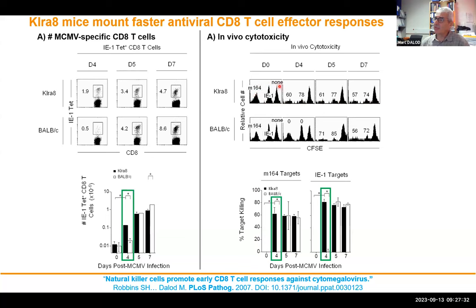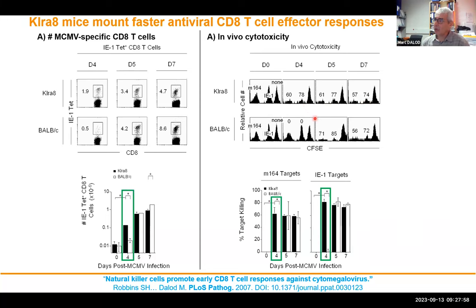What you can see is that before infection, there is no killing. All three populations are recovered the same way from the spleen a few hours after injection. But if you look at day 7, when both mouse strains have a high frequency of antiviral CD8 T cells, you have preferential killing of the peptide-pulsed targets, showing that there is killing of cells presenting viral epitopes. So you have functional cytotoxic antiviral CD8 T cells.